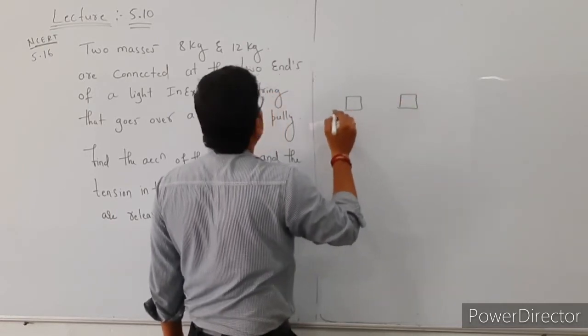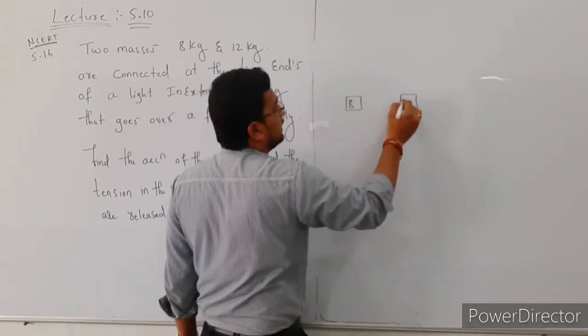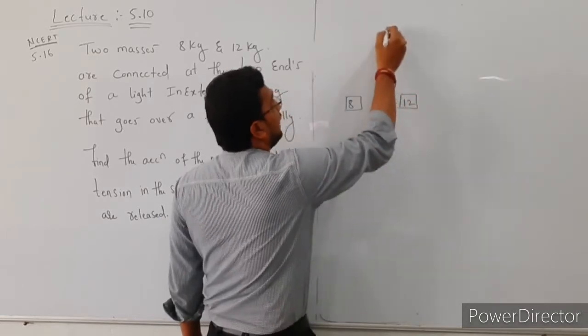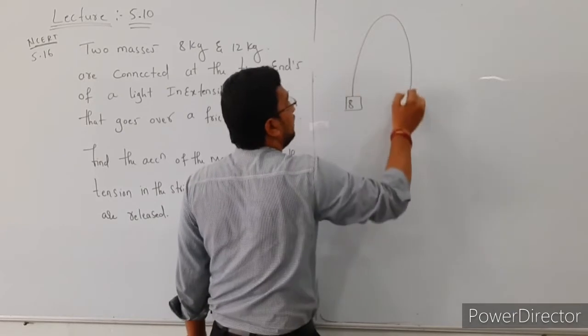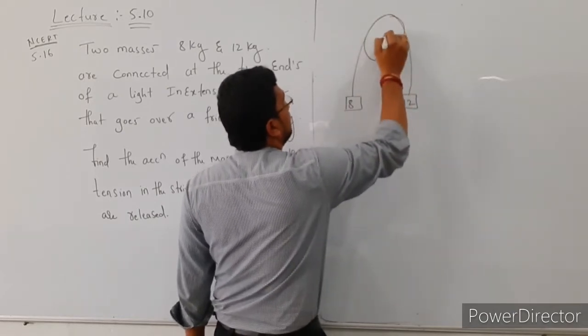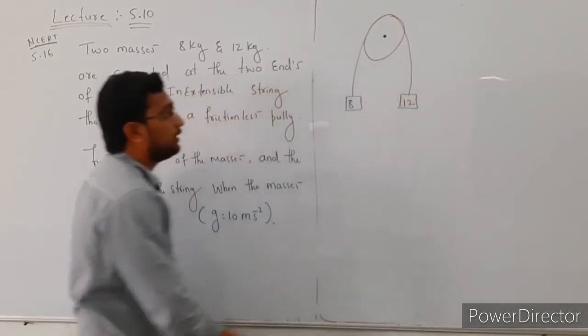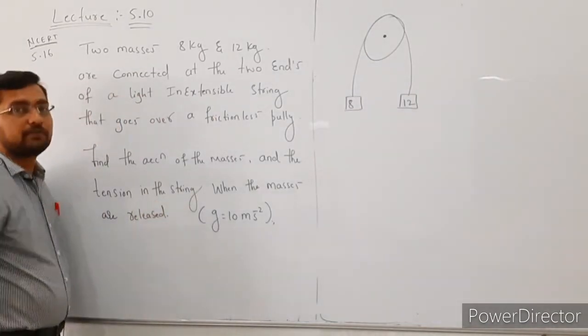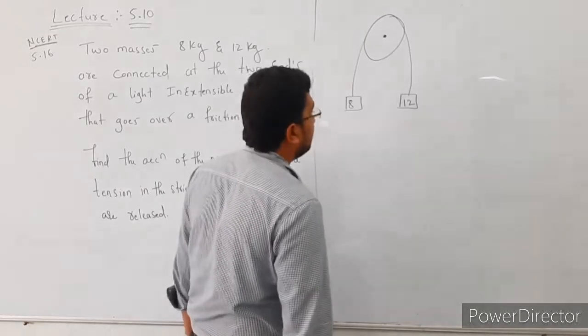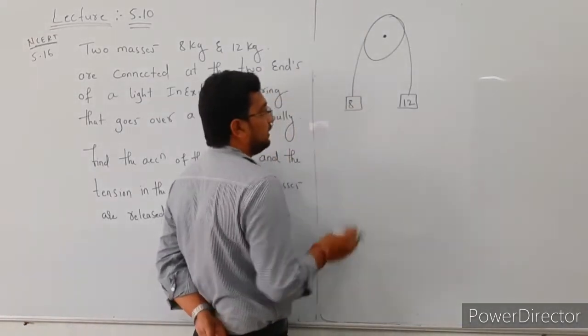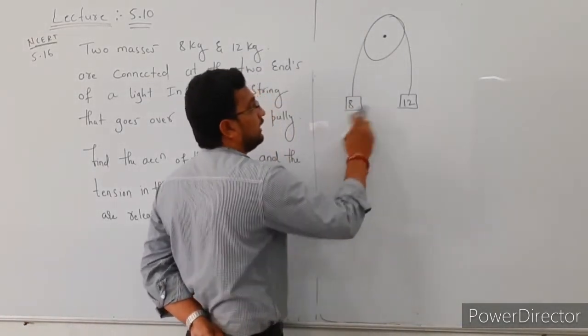The mass of the first one is 8 kg and the mass of the second one is 12 kg, and it is passing over the pulley, right? This is a frictionless pulley. So here we are going to find out what is the acceleration of this system and what is the tension developed inside the string.